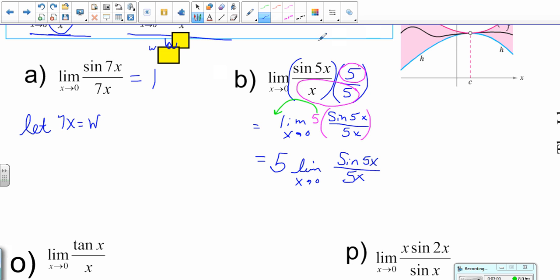Same over same. When I think of those box ideas, I've got this sine of something over the same something. And that will result in my outer 5 right here times the limit as x approaches 0 of sine of 5x over 5x. That'd be multiplied by 1. Final idea is it's a 5.